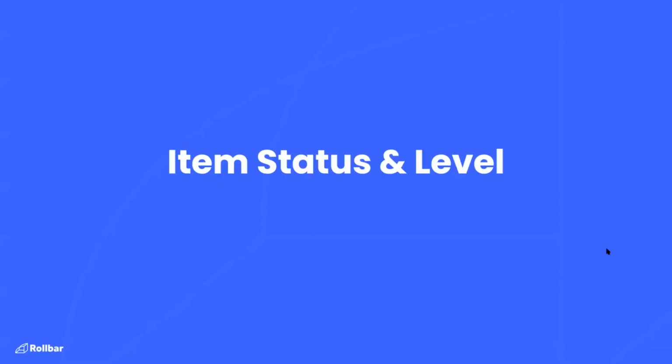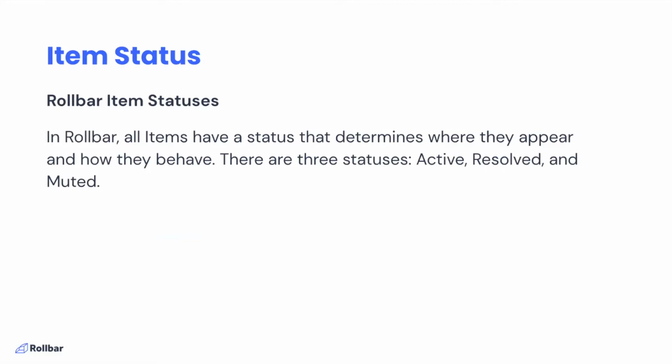All right, so now let's talk about the status and the level of an item. I will run through these slides and then we'll take a quick jump over to the UI just to make sure everyone's aware how we can change these, where you can find them, and how to filter on these as well. So the three statuses that we have in Rollbar are active, resolved, and muted. And each of these has a designated purpose within the Rollbar lifecycle. So we'll talk through those.